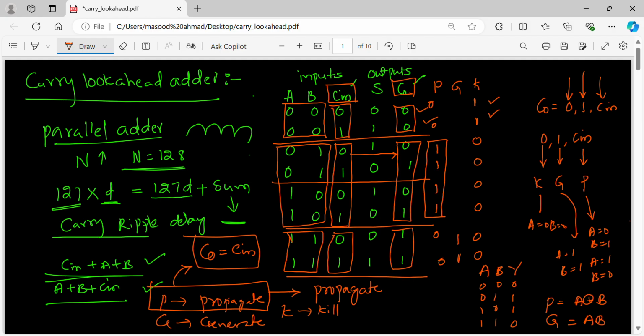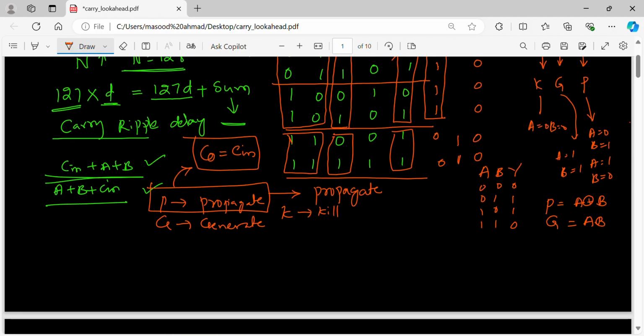So what I have introduced from this analysis is that propagate is A XOR B and generate is A and B. What I am trying to do now is very simple: this is what exactly happens with respect to a full adder. Now look at the full adder using half adders.